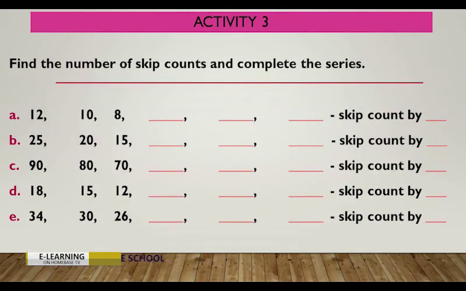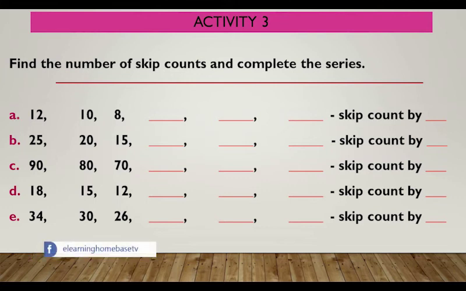So this brings us to our activity 3. On activity 3, you are to find the number of skip counts and complete the series. For A, we have 12, 10, 8, with 3 empty spaces that you are supposed to fill, and find out if the skip counting was in 2s, 10s, 5s, or 4s.